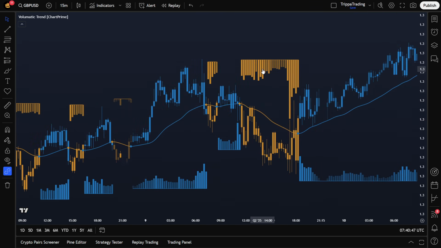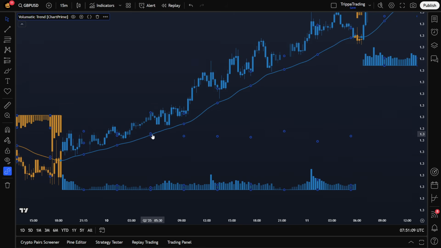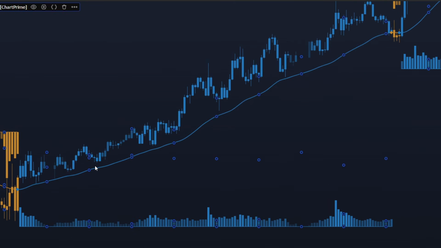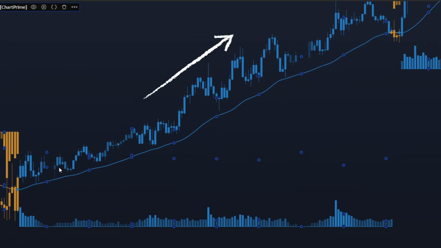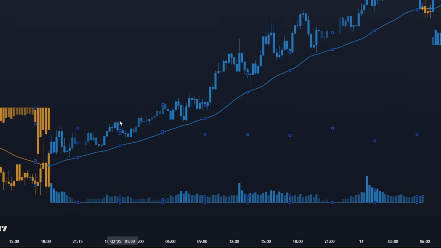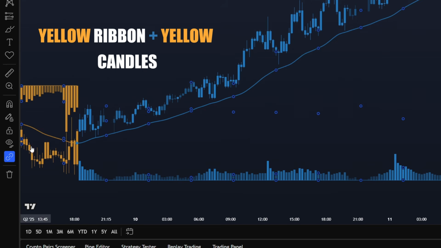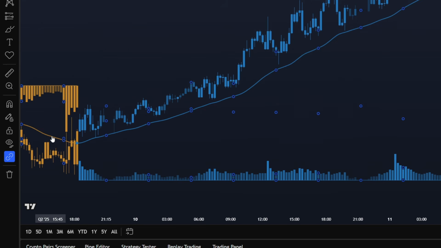Alright, so let's get into how to actually trade using this indicator. The most straightforward way to use it is simply by following the color cues. Blue ribbon and blue candles mean bullish, so you're generally looking for buying opportunities. Yellow ribbon and yellow candles suggest a bearish phase. That's when you'd look for sell trades.